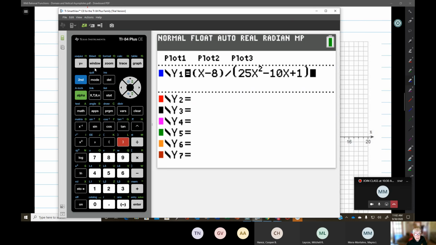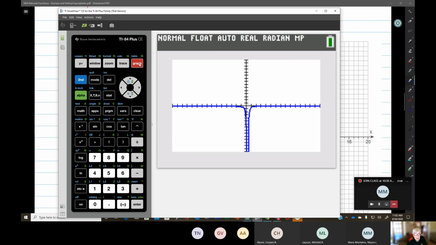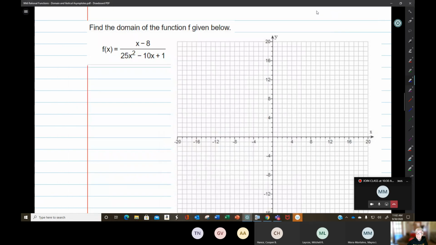Okay, I am going to graph this and see what it looks like. Cool. Well, that would lead me to believe there's only one asymptote. Is that possible? Yes, let's find it. We're going to have to set this equal to 0 and solve.